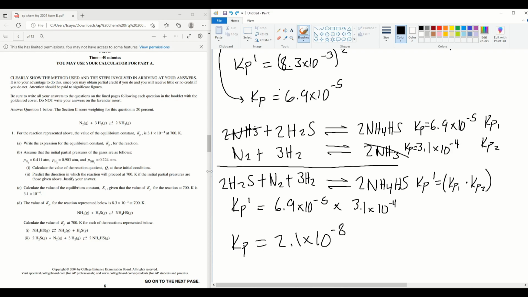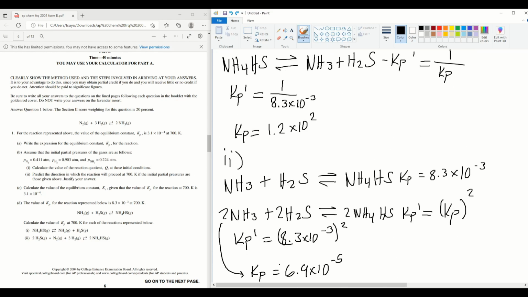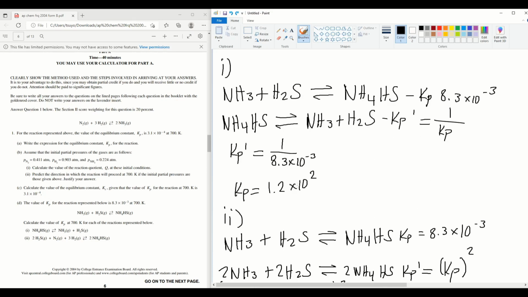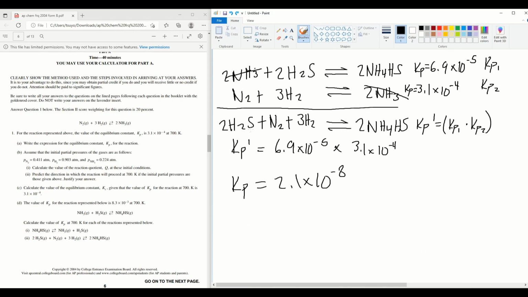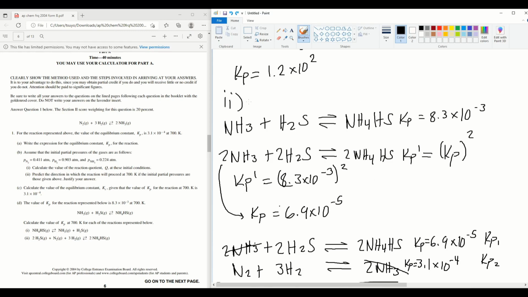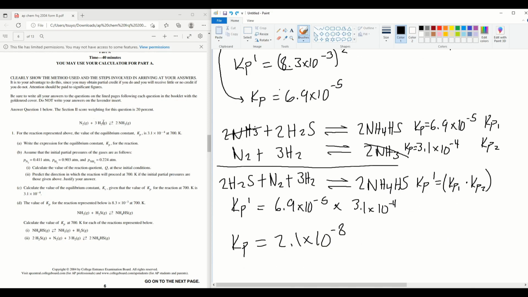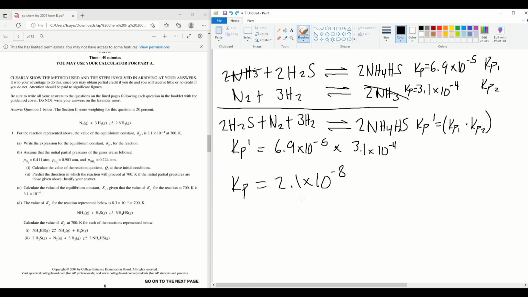We found the value of this first reaction up here, and we found that it was 1.2 times 10 squared. And for this bottom reaction, we found it by manipulating two parts of this equation. The first part, we multiplied the bottom equation by a factor of 2, and then we added the top equation, or the first equation, with the second one, and we found this Kp. So we found that the second one is 2.1 times 10 to the negative eighth.